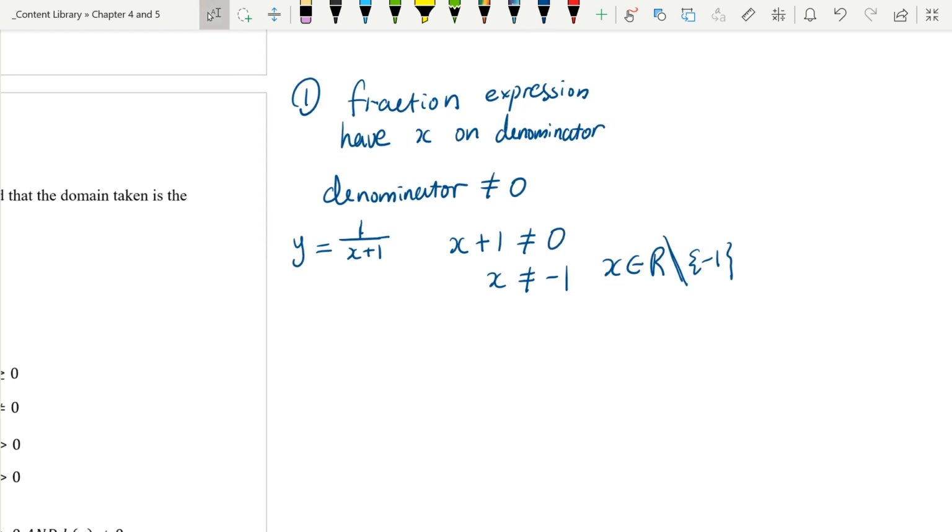Okay, that's the fractional expression. The second one is with any even root, like square root. Square root is one of them, as well as the fourth root, sixth root, eighth root, anything. For an even root, the thing inside must be what? What must be in a square root? What can't be put into a square root? Negative. So what can be in a square root?